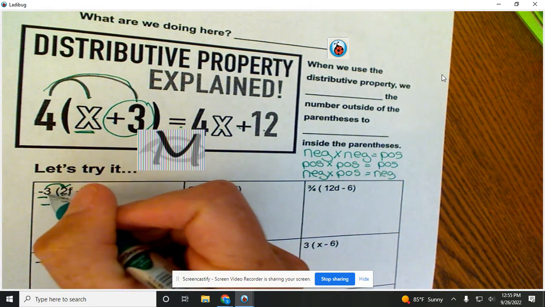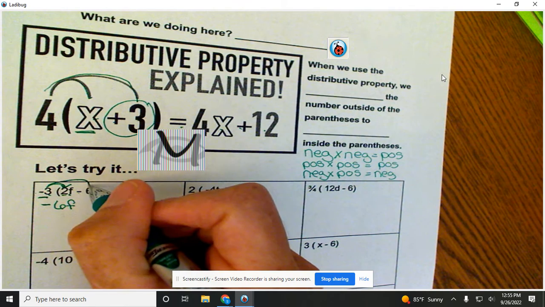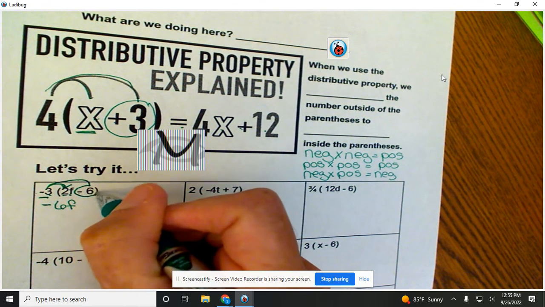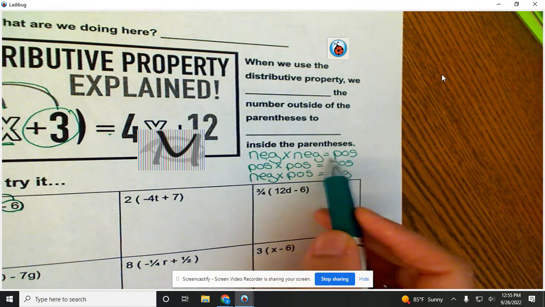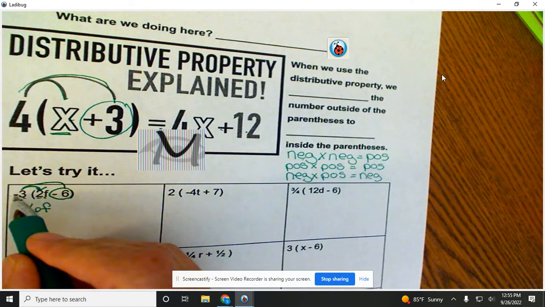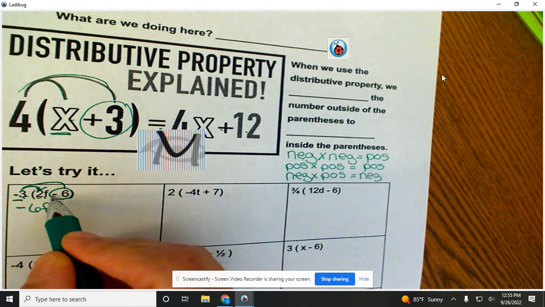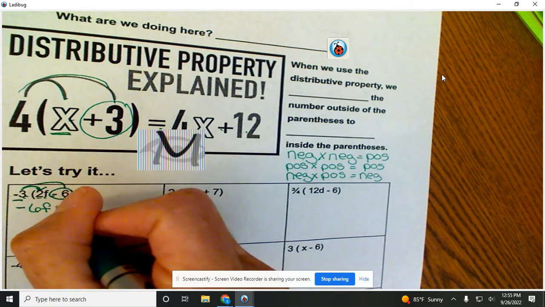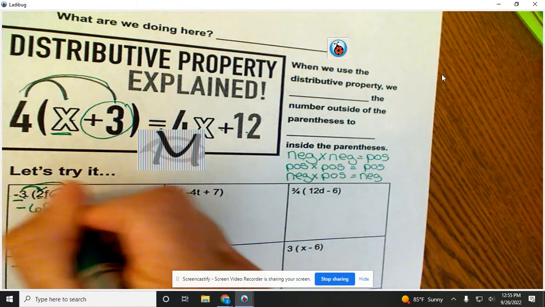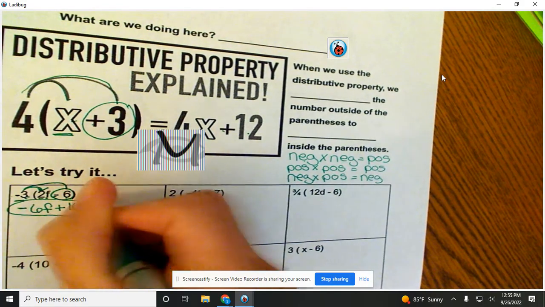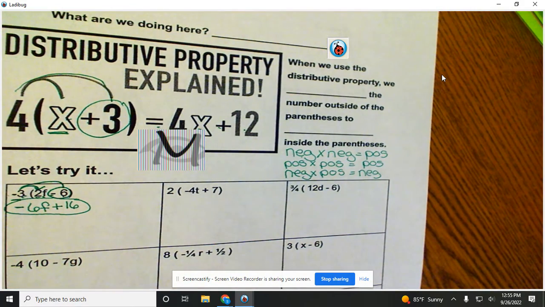And then we're going to take that negative 3 and multiply it by the negative 6. So remember, if we go back here, a negative times a negative is going to equal a positive. So a negative 3 times a negative 6 is going to give you a positive 18. And we're going to circle our number and we'll call it a day on that one.